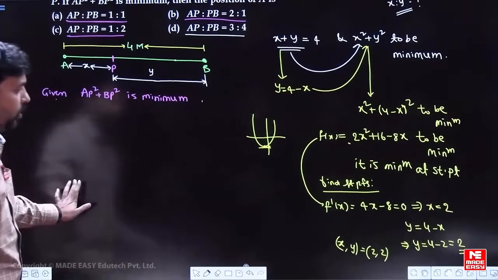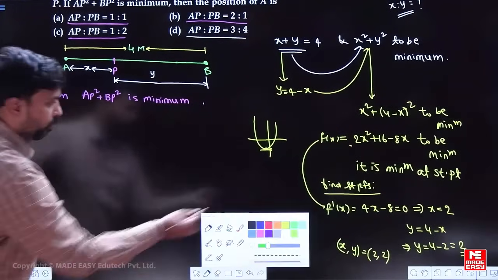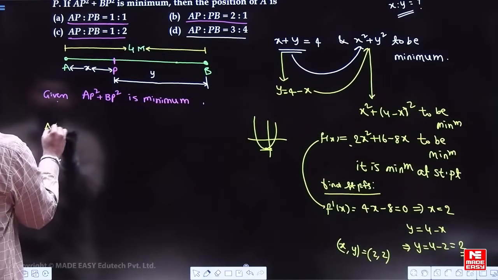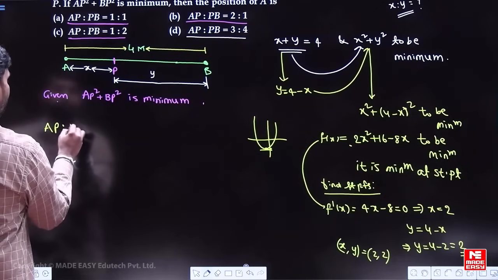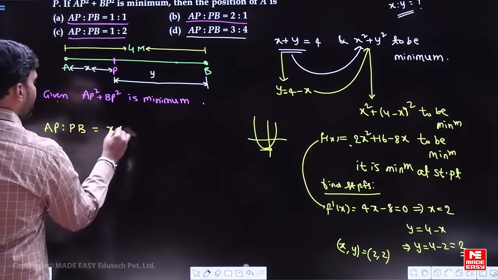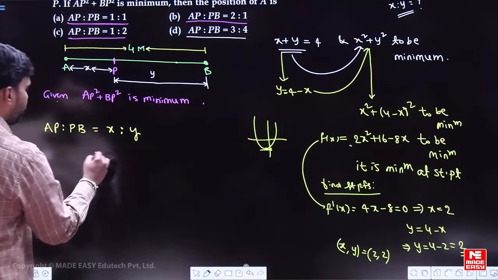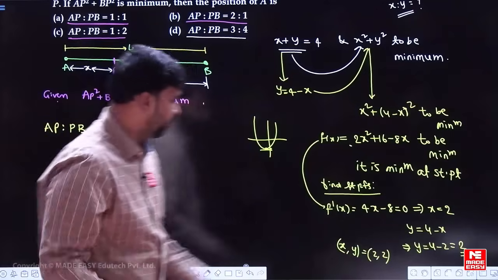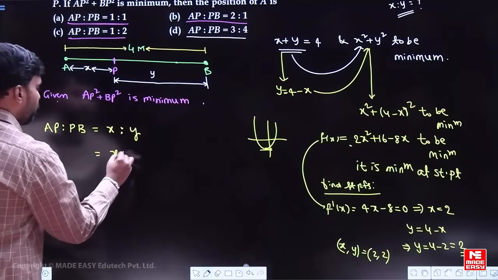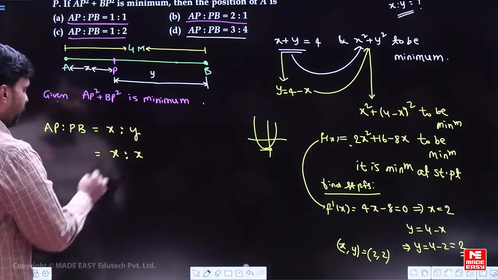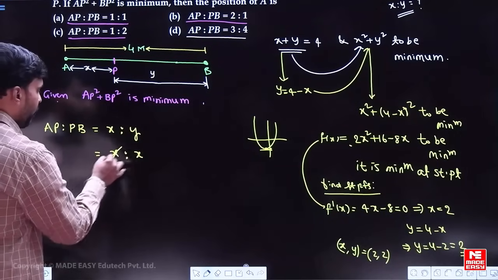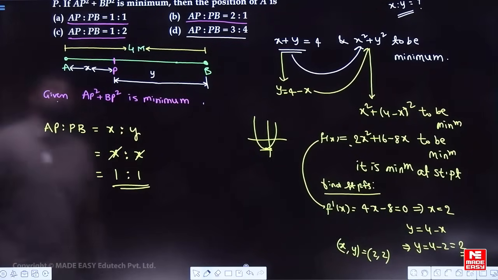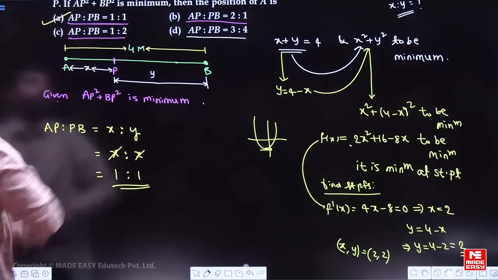Yes beta, अब ये क्वेश्चन देख लीजिए. So what we are getting is this. We have to find what? AP is to PB. So that means x is to y you have to find out. Actually you are getting x equal to y, or not? Since x equal to y, you can say that x is equal to x here. So x and x get cancelled and this becomes 1 is to 1. So the answer for this question is A.